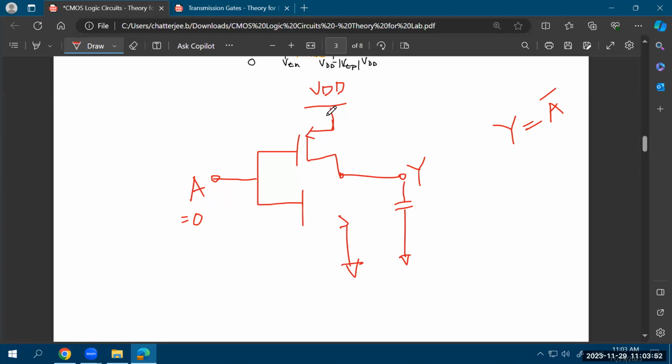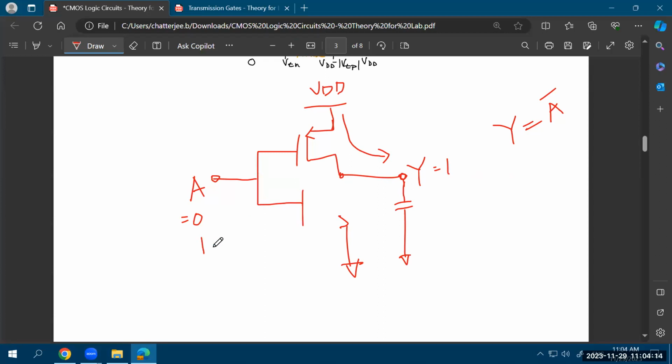So if your VDD is more than the threshold voltage, the PMOS device will be on. Now you see that the NMOS is off. That means the NMOS is open circuited, but the PMOS is on. So the output capacitor will charge through this path, through the on PMOS, and the output will become Y equal to 1. So when your input is equal to 0, output is equal to 1.